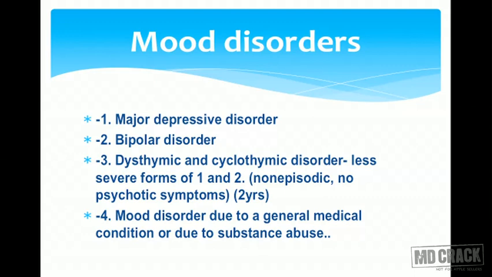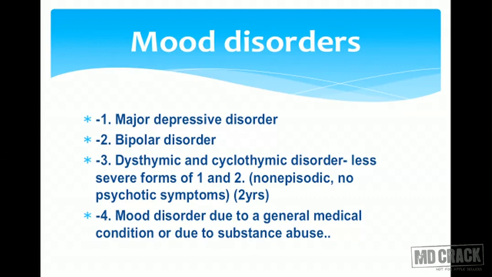What's the difference between major depressive and bipolar disorders taken together, and dysthymia and cyclothymia taken on the other side? Dysthymia and cyclothymia disorders are non-episodic and there are no psychotic symptoms at all. And this should be present for 2 years. Then you label it as dysthymia or cyclothymia.